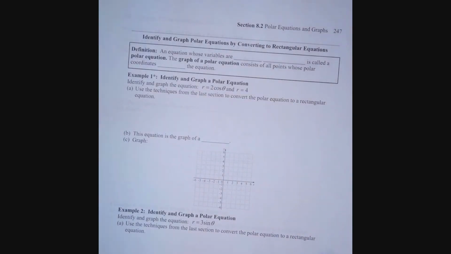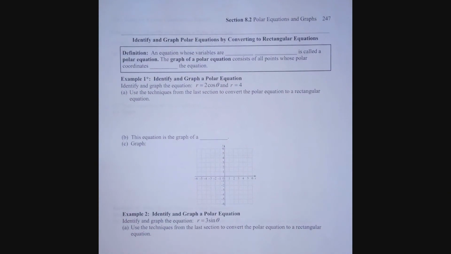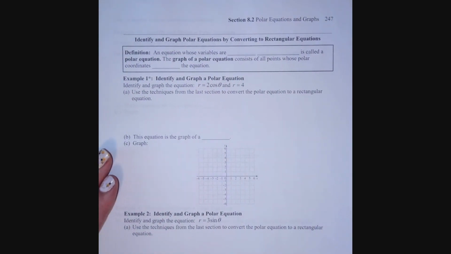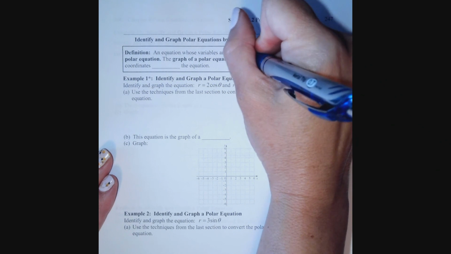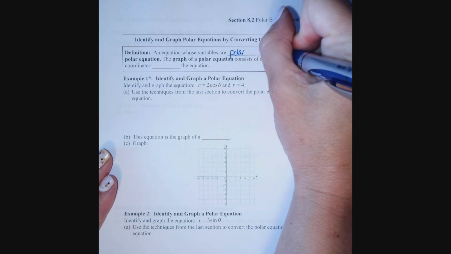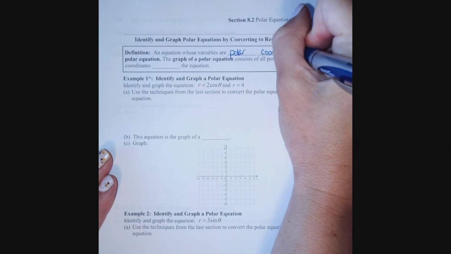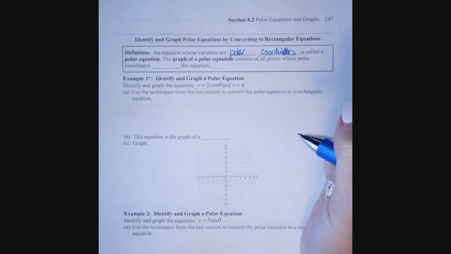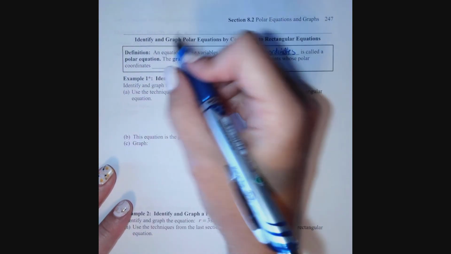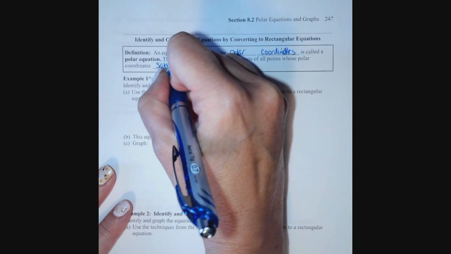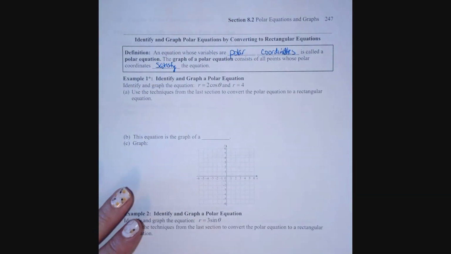Alright, let's talk about graphing some of these things. An equation whose variables are polar coordinates is called a polar equation. The graph of a polar equation consists of all points whose polar coordinates satisfy that equation, just like the graph of a polynomial equation consists of all points that satisfy that equation.